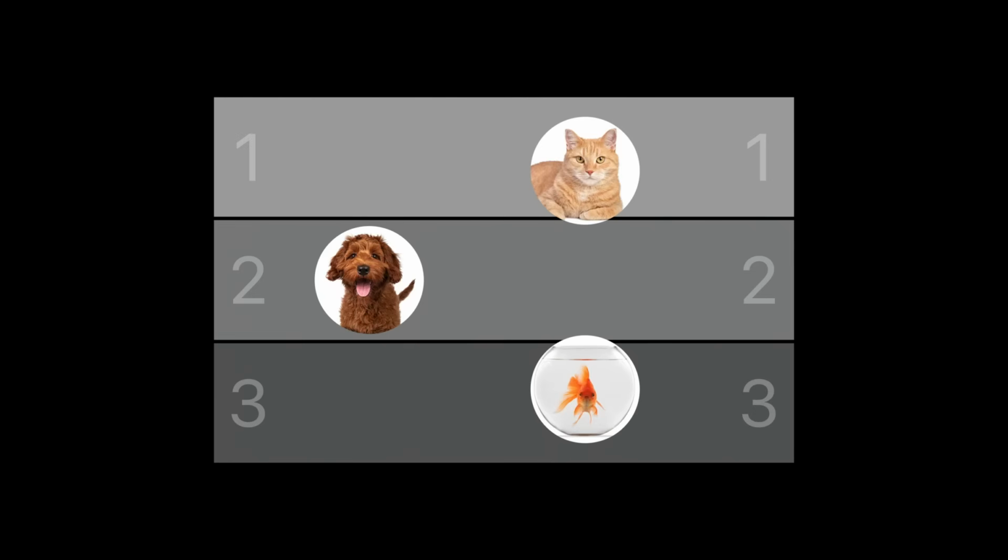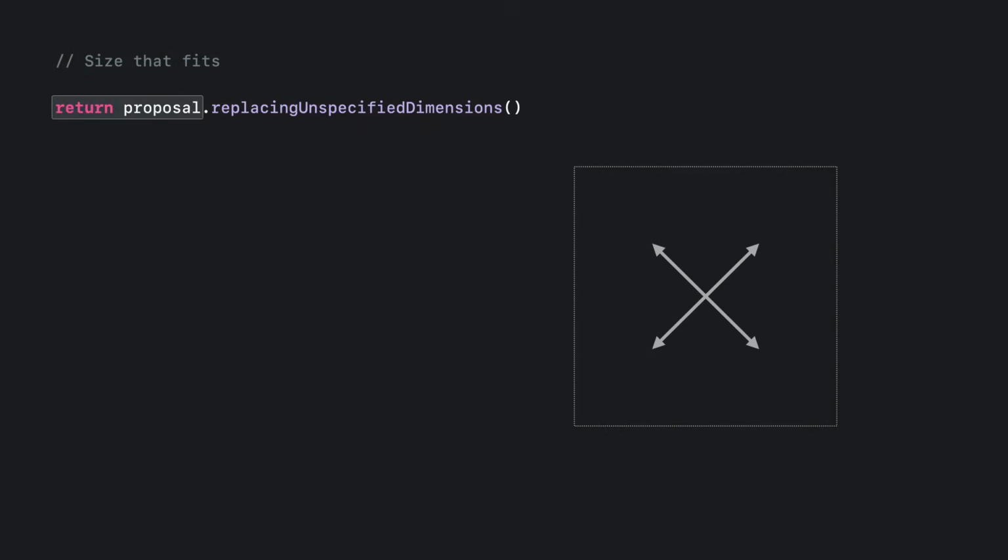Creating this layout is actually quite straightforward with the layout protocol. Like before, I just need two methods. For size that fits, I want my view to fill the available space, so I'll return whatever size the container view proposes. I'll convert the proposal into a concrete size using the Replacing Unspecified Dimensions method. That method automatically handles nil values that could be present if the container asks for an ideal size.